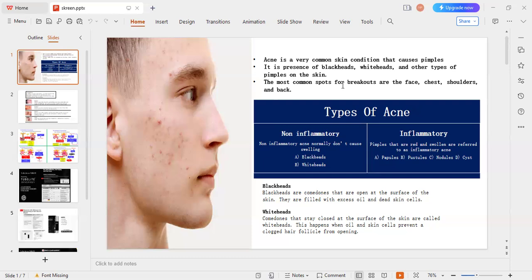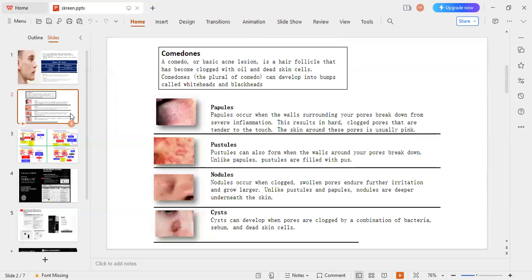So what do you understand by comedones? Comedones are basically a hair follicle that becomes clogged with a lot of oil, impurities, and dead skin cells. And these comedones, comedones being the plural of comedo, can develop into whiteheads and blackheads. Under inflammatory acne, like I've explained, the acne are very red and swollen in color. Under inflammatory, we have papules, pustules, nodules, and cysts.